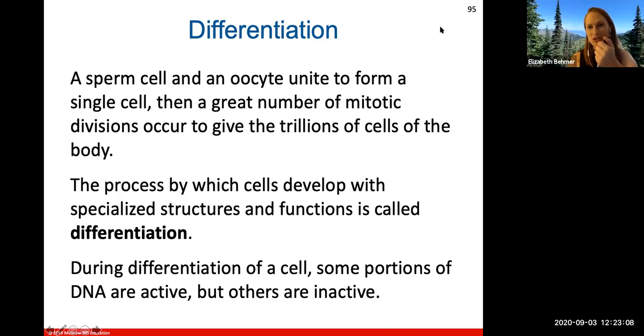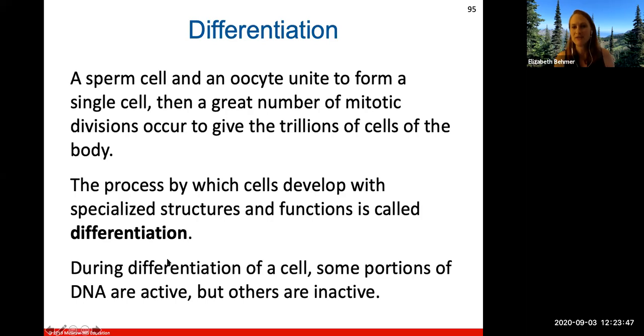Okay, differentiation. You guys are doing great and we're getting close to being done with this chapter. Differentiation is just the process by which cells will develop into their own specialized structure and function. So when a sperm cell and an oocyte, which is an egg, unite to form a single cell, then all of a sudden a great number of mitotic divisions occur to give the trillion cells of the body. So if you think about it, it's pretty amazing that a sperm and an egg come together to form one single cell, and immediately they start to divide into more cells that will go on and differentiate.